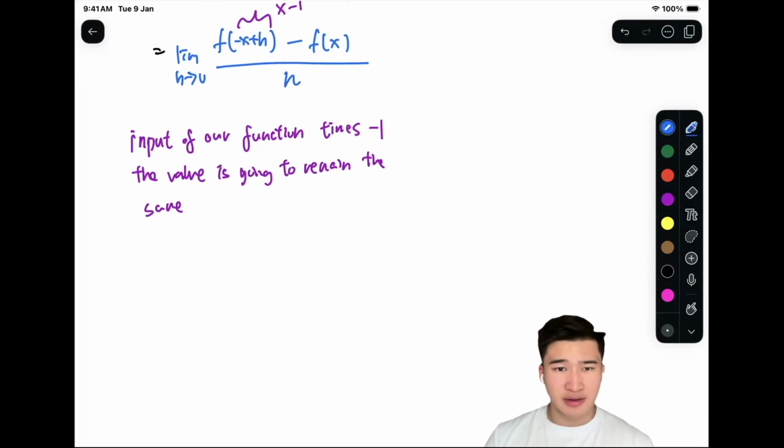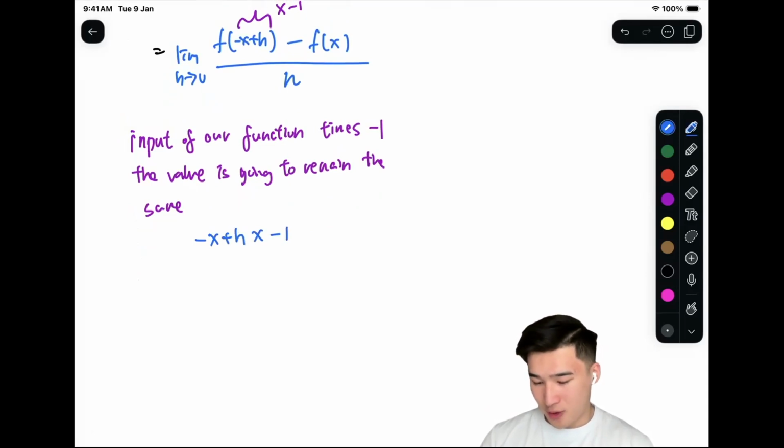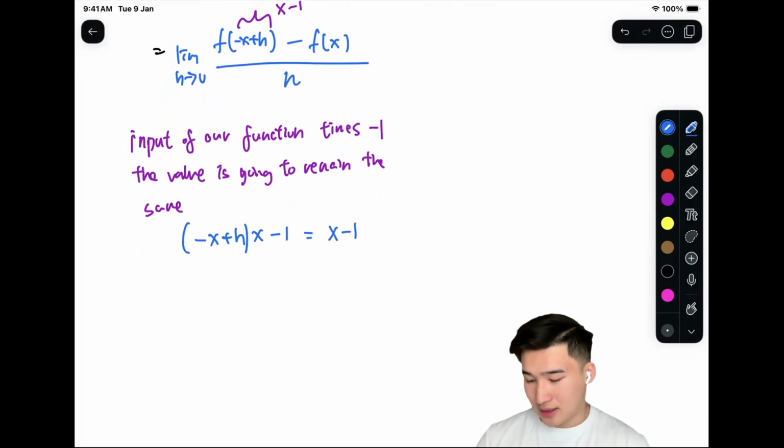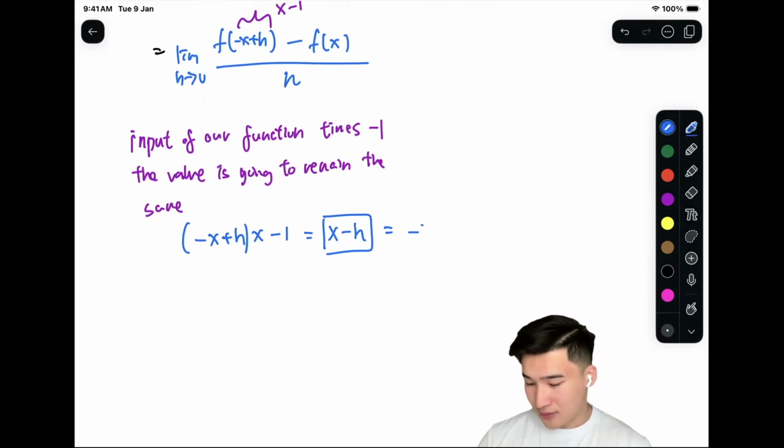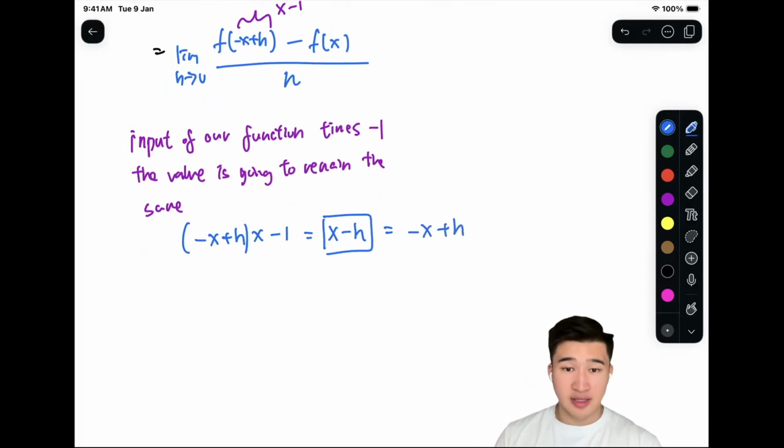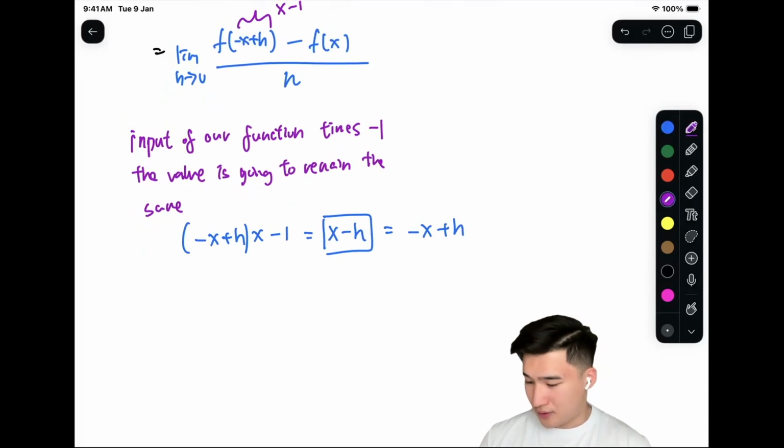So let's try it out and see what it means. We have negative x plus h, and then we multiply by -1. So what we're going to get is x minus h. So f(x - h) is going to equal f(-x + h) by the definition of an even function. Even function, super important.